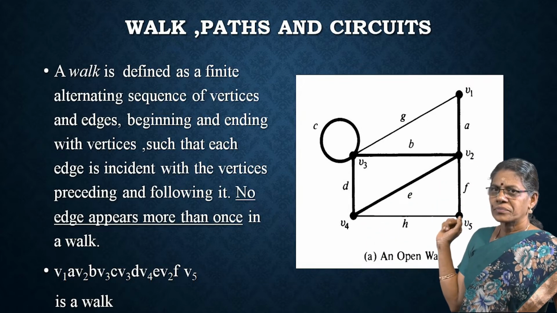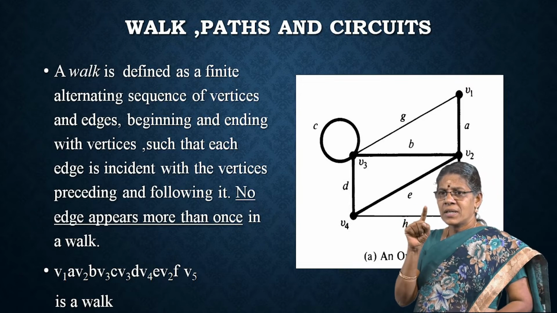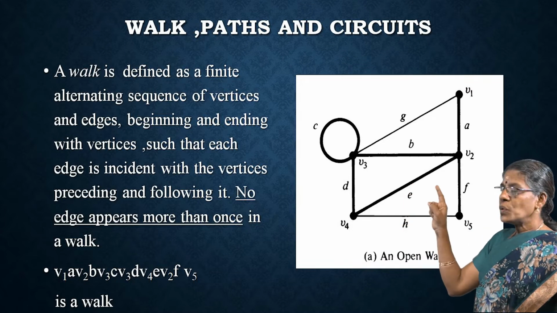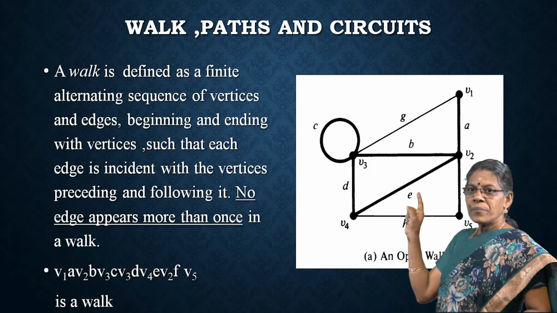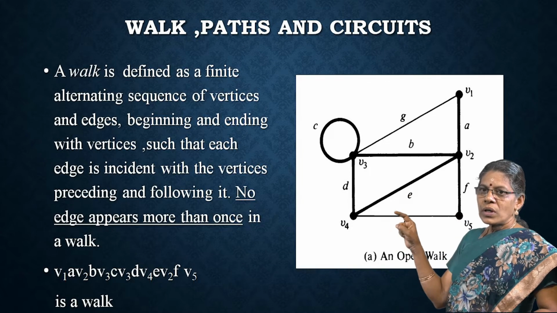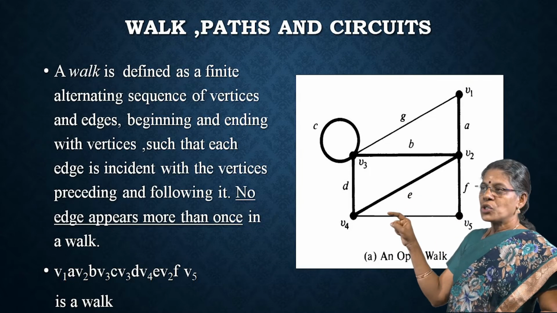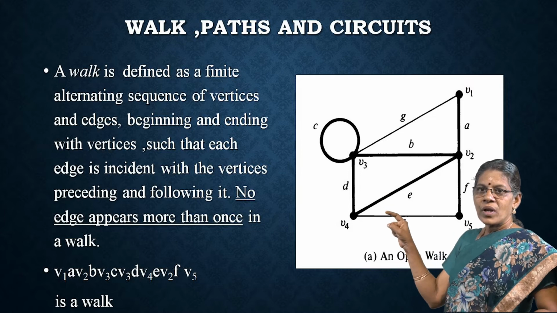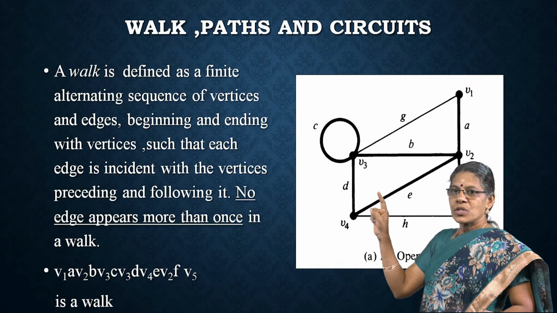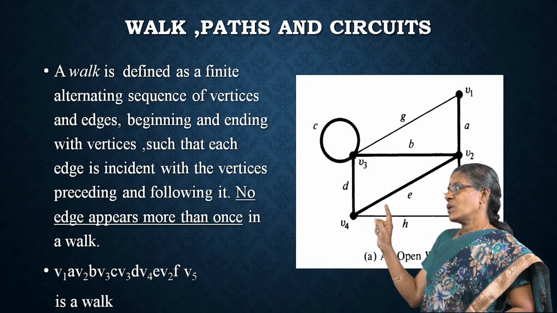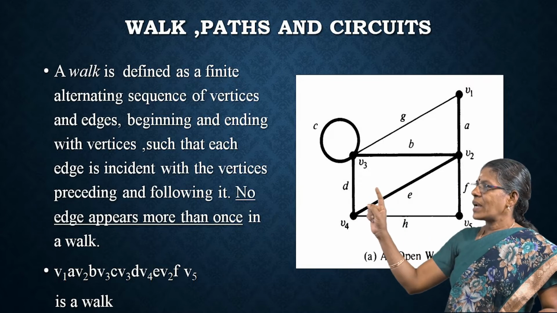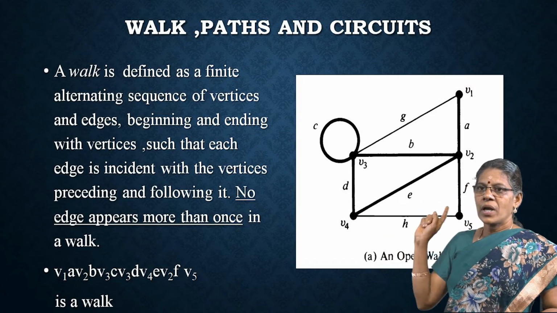Okay, next. See that a walk is given like V1, A, V2, B, V3, C, V3, D, V4, E, V2, F, V5. No edge is repeated. So no edge appears more than once, and without repetition of edges, we can write the open walk. Okay. Next.